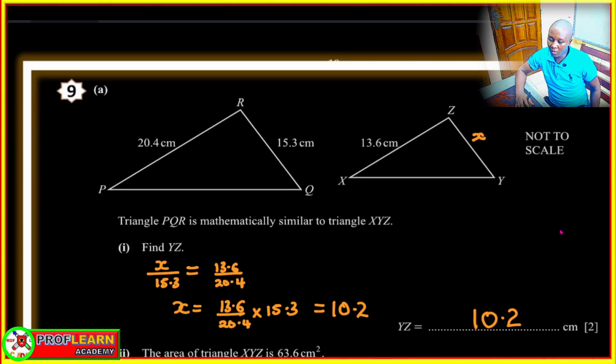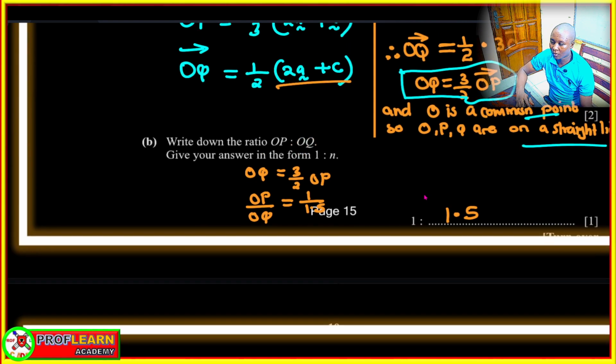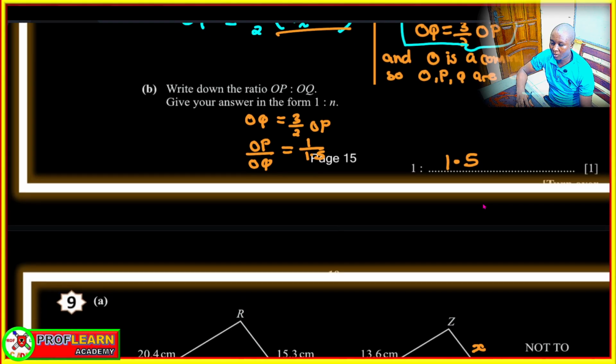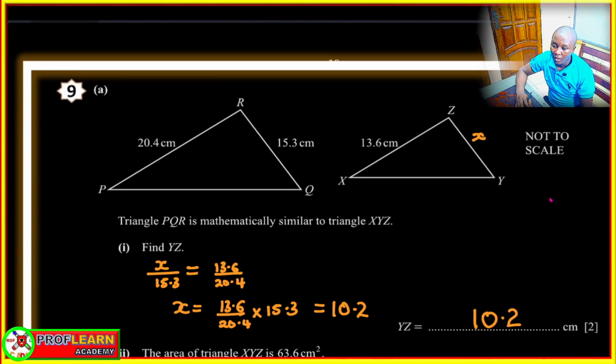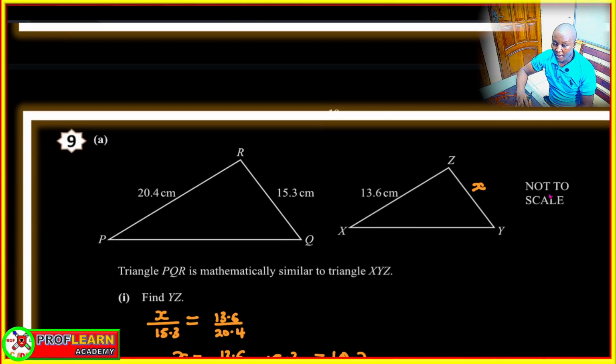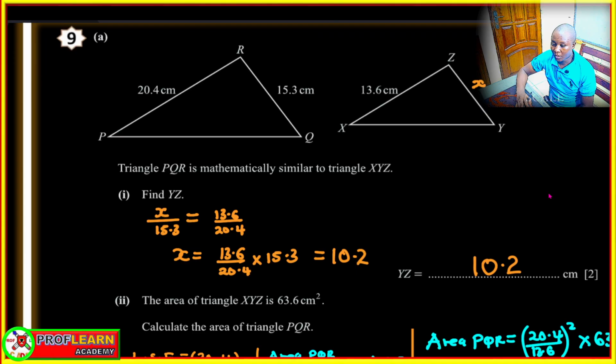Another area that you need to be ready to answer is a question to do with similar shapes. Of course, here I've just shown how you get this. Now you can be able to get that. So you can see now if you have OP ratio OQ, it will be 1 over 1.5. 3 over 2 is the same as 1.5. Question number 9, similar shapes.